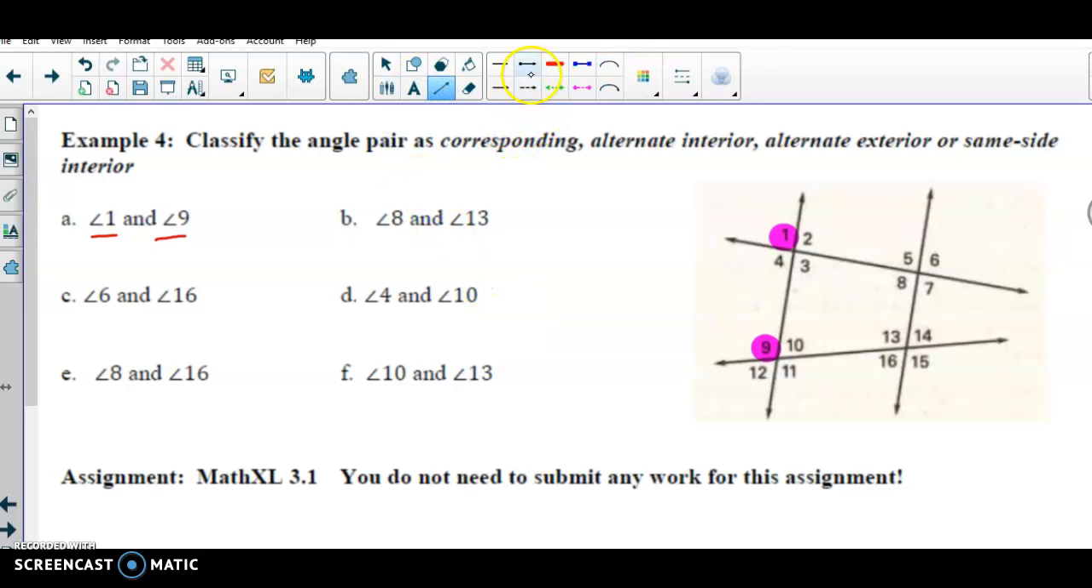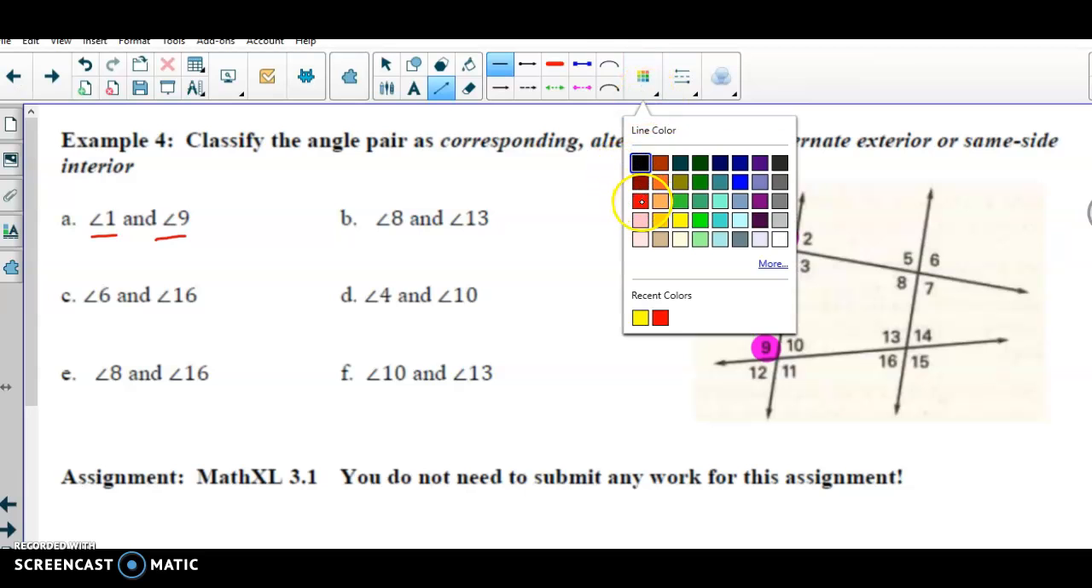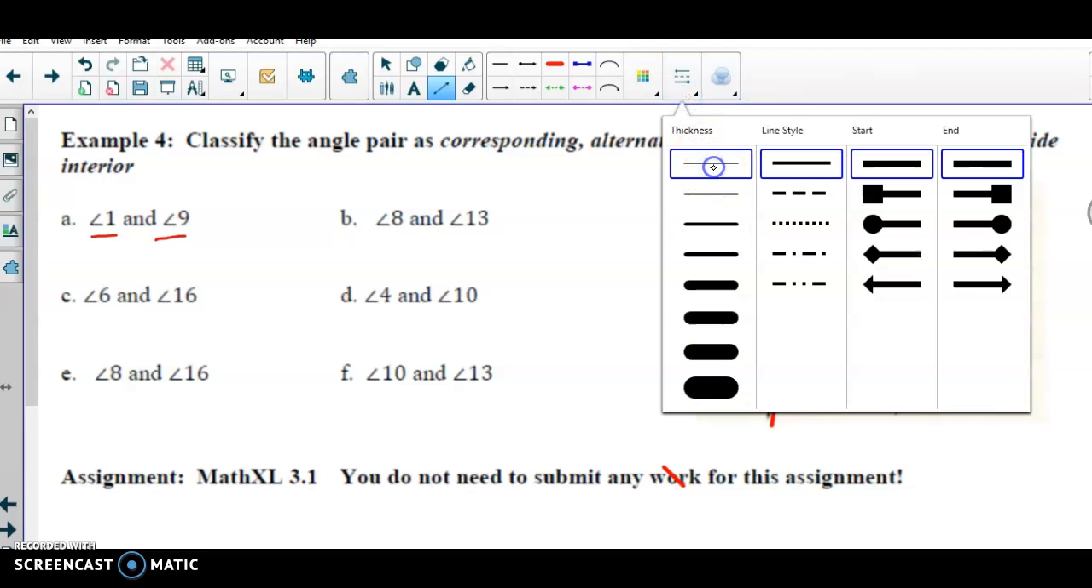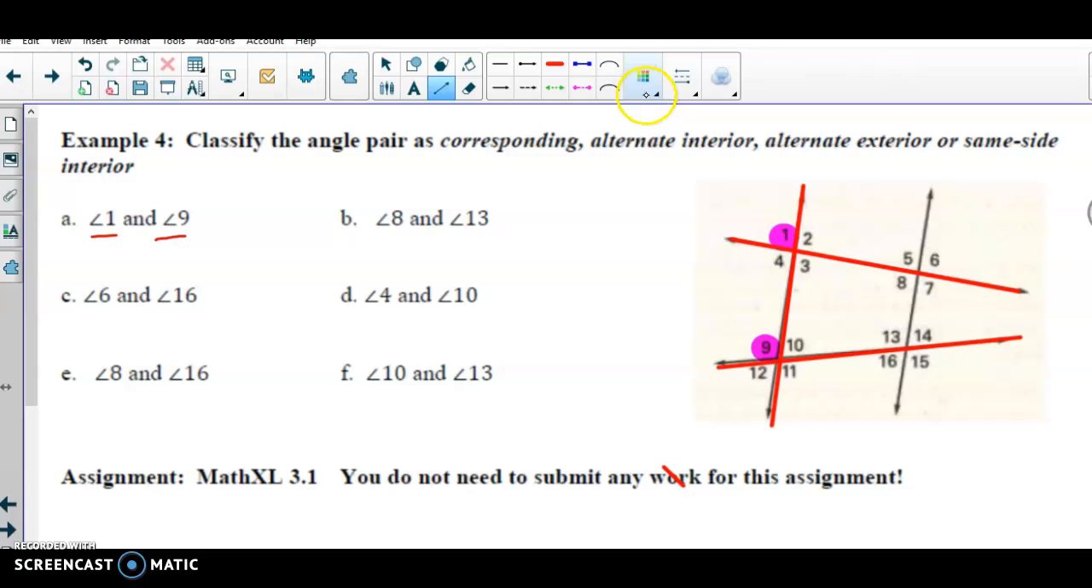So if I use my line tool here, I'll just use a segment, and it doesn't really matter what color we use, but I'll use red. So angle 1 is formed by this line and this line. Angle 9 is formed by the one I just drew and this one. So in this scenario, it makes this line right here the transversal.